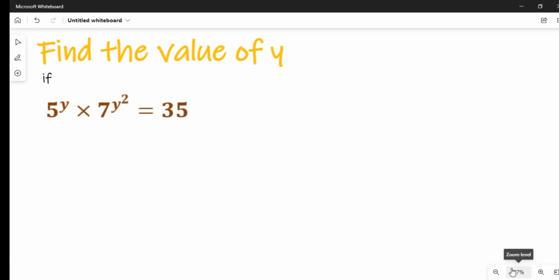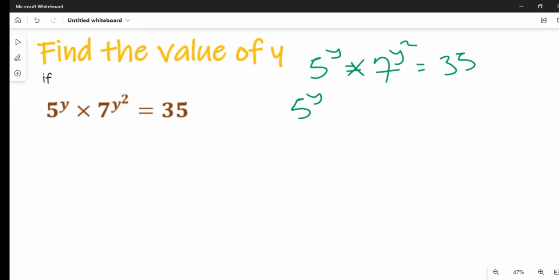Now, we're going to apply some laws of indices and logarithms in solving this Olympiad mathematics problem. Let's solve. We are given 5 raised to power y times 7 raised to power y squared equal to 35. So we have 5 raised to power y times 7 raised to power y squared equal to 5 times 7.